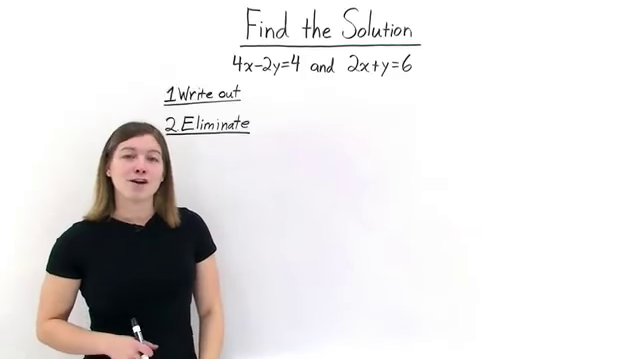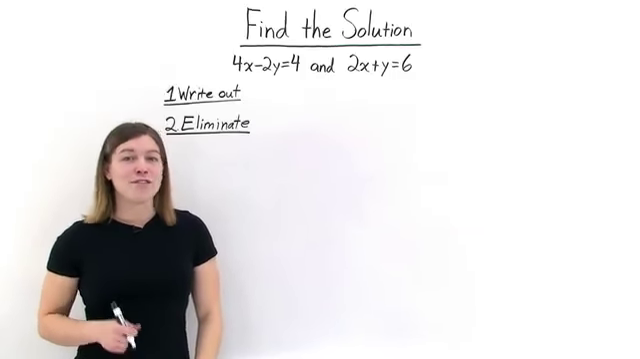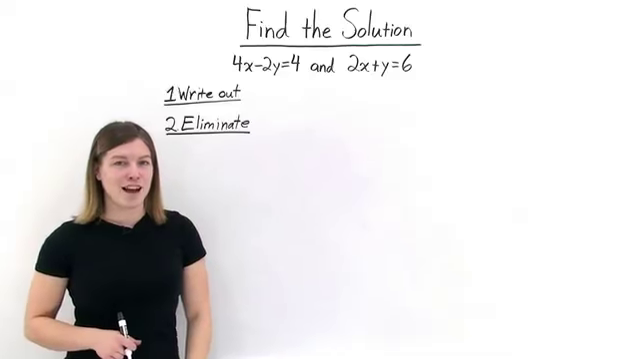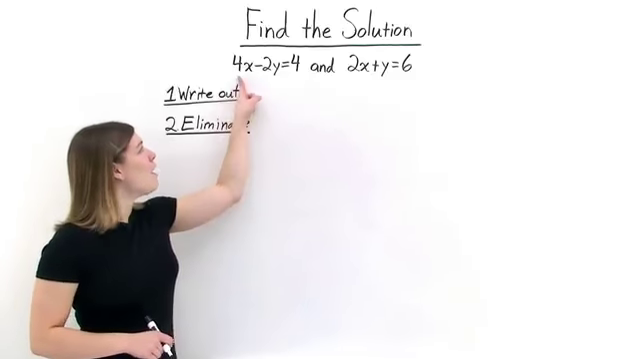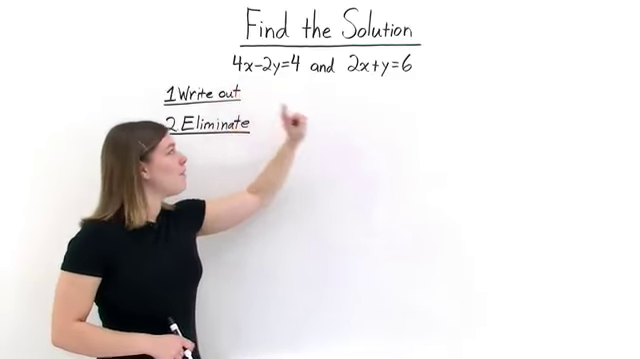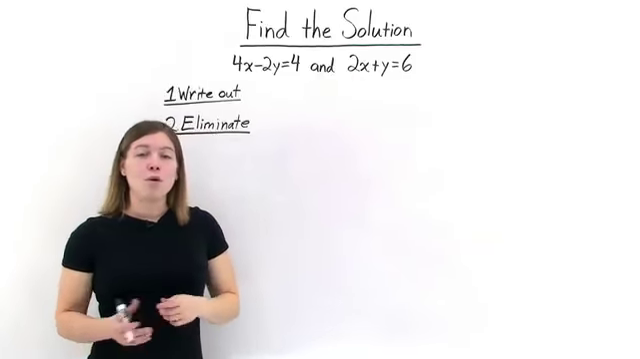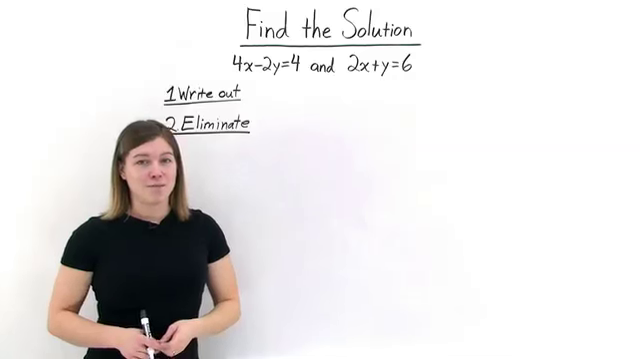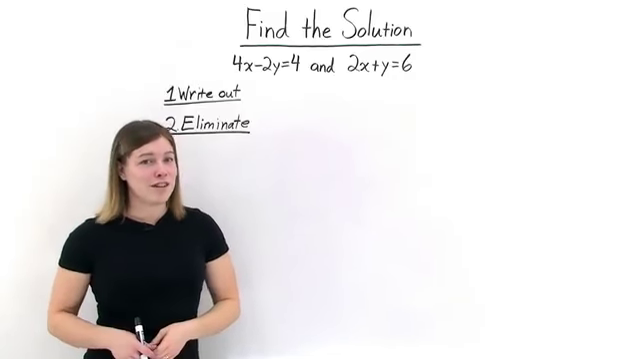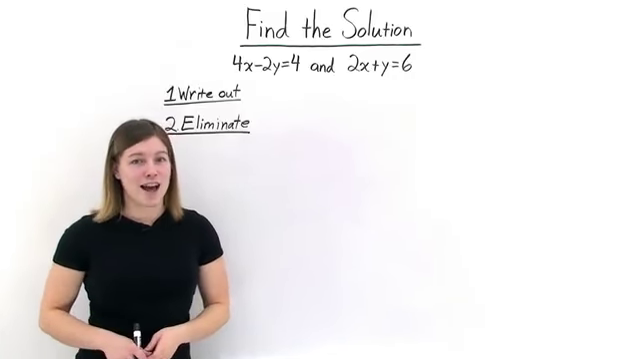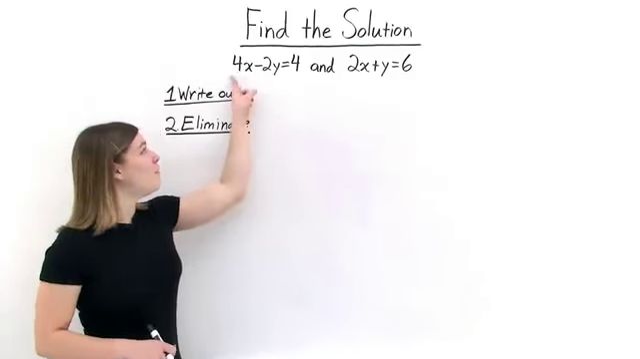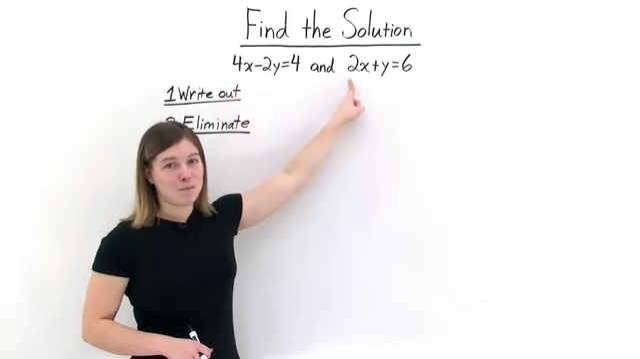To eliminate a variable, those variables have to have the same coefficient but opposite signs. Here, we have a coefficient of positive 4. And here we have a coefficient of positive 2. Well, both of them have a positive sign. So that means one of these equations needs to become negative in order to eliminate x. Also, 4 is not equal to 2.